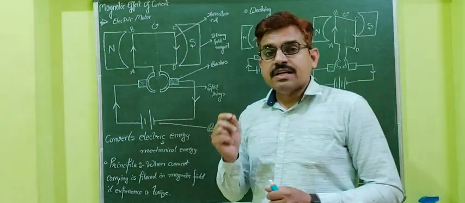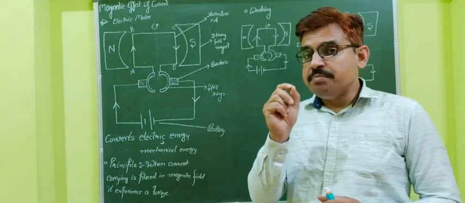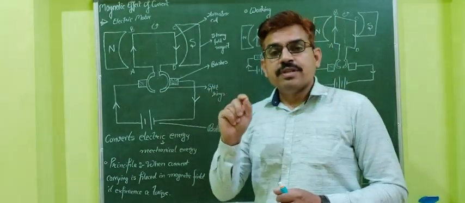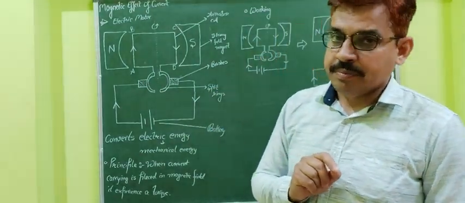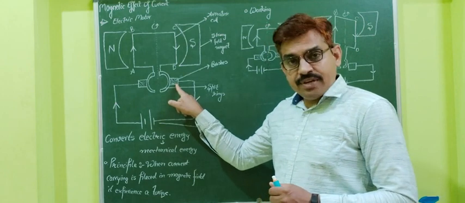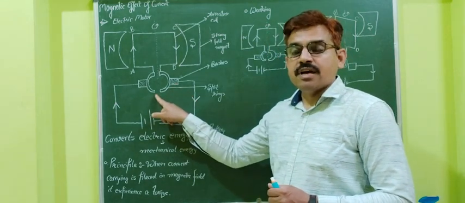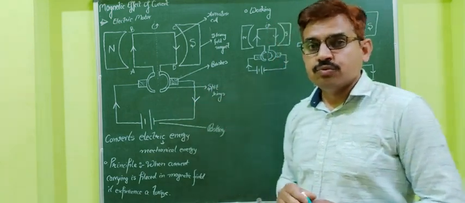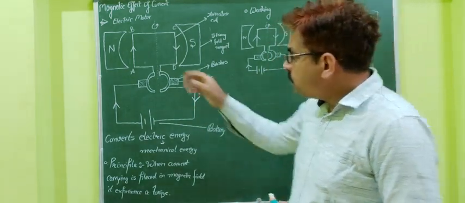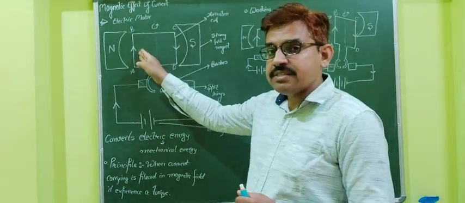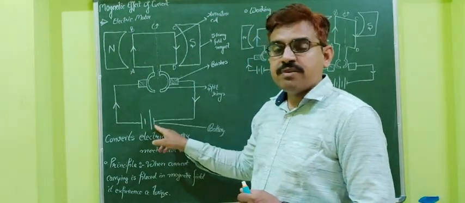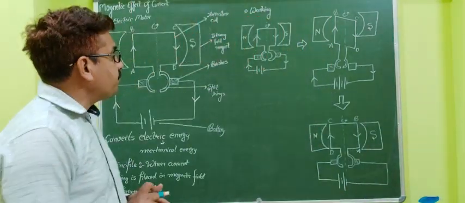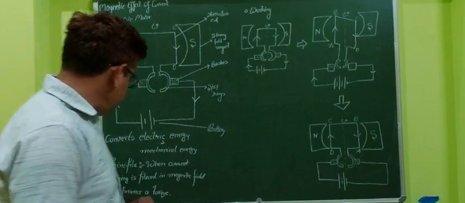Next are the brushes. What are the brushes? Brushes are the main contact between the split rings and the battery. Brushes are fixed, but the split rings are movable, that is, they rotate when current passes through the armature. From where does the current come into this armature? Because we are using the battery here, the current comes this way. So this is all about the construction of the electric motor.